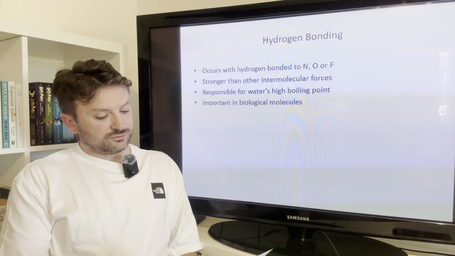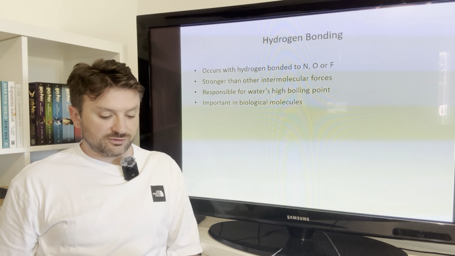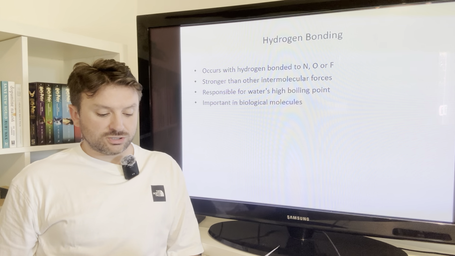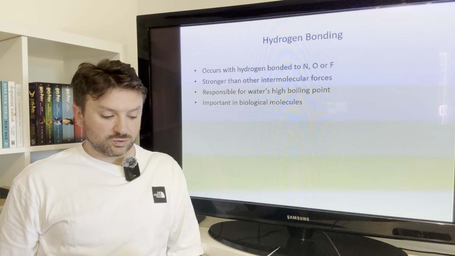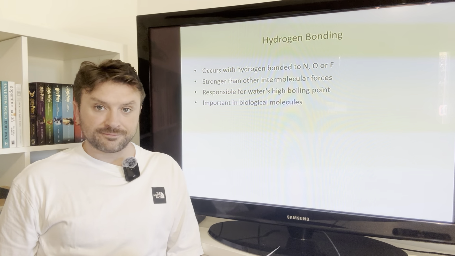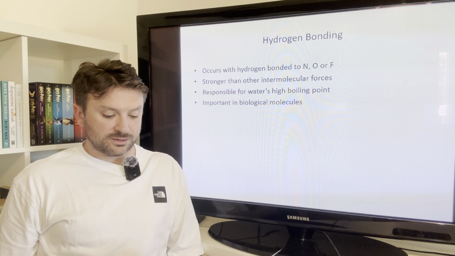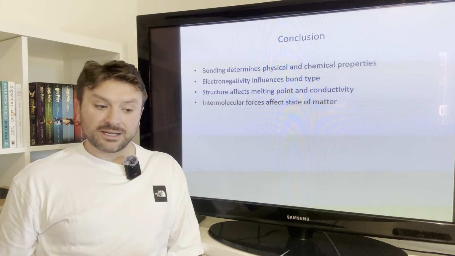Now, our final topic is hydrogen bonding. Hydrogen bonding is the strongest common intermolecular force. It occurs when hydrogen is bonded to highly electronegative atoms such as oxygen, nitrogen, or fluorine. Water molecules form hydrogen bonds with one another, which explains why water has a much higher boiling point than expected for a molecule of its size. Hydrogen bonding is also extremely important in biology because it helps maintain the structure of proteins and the double helix of DNA.